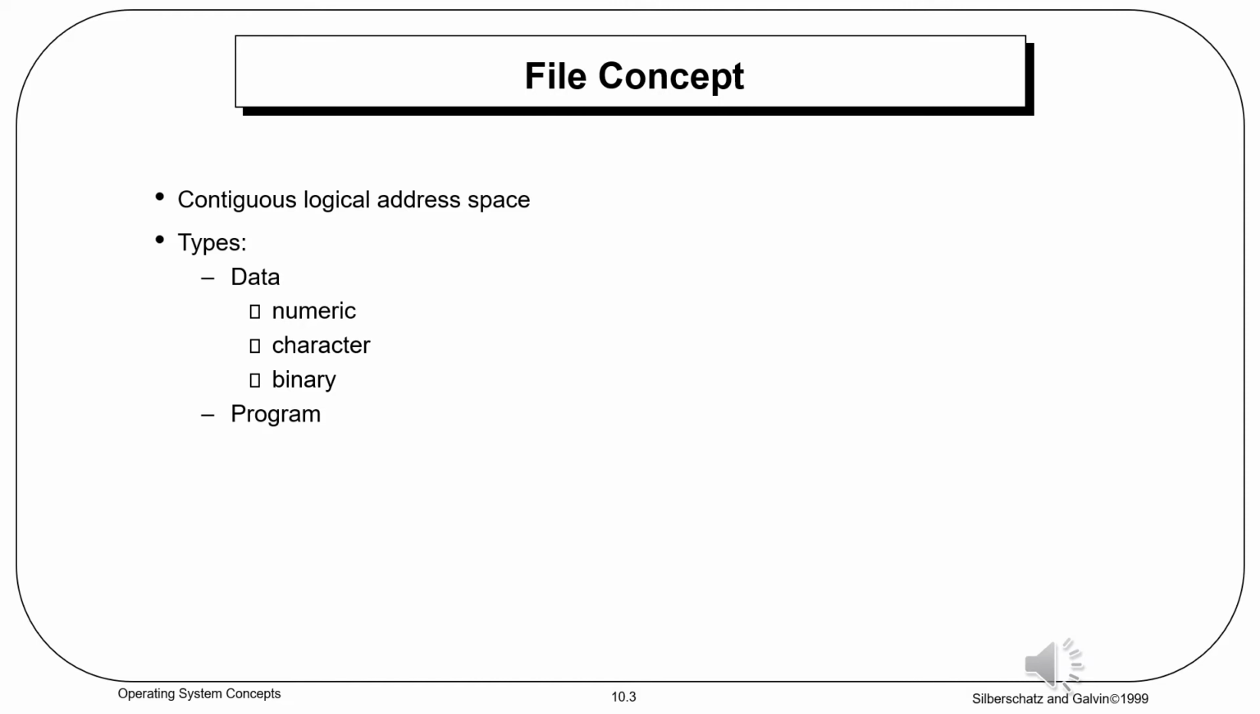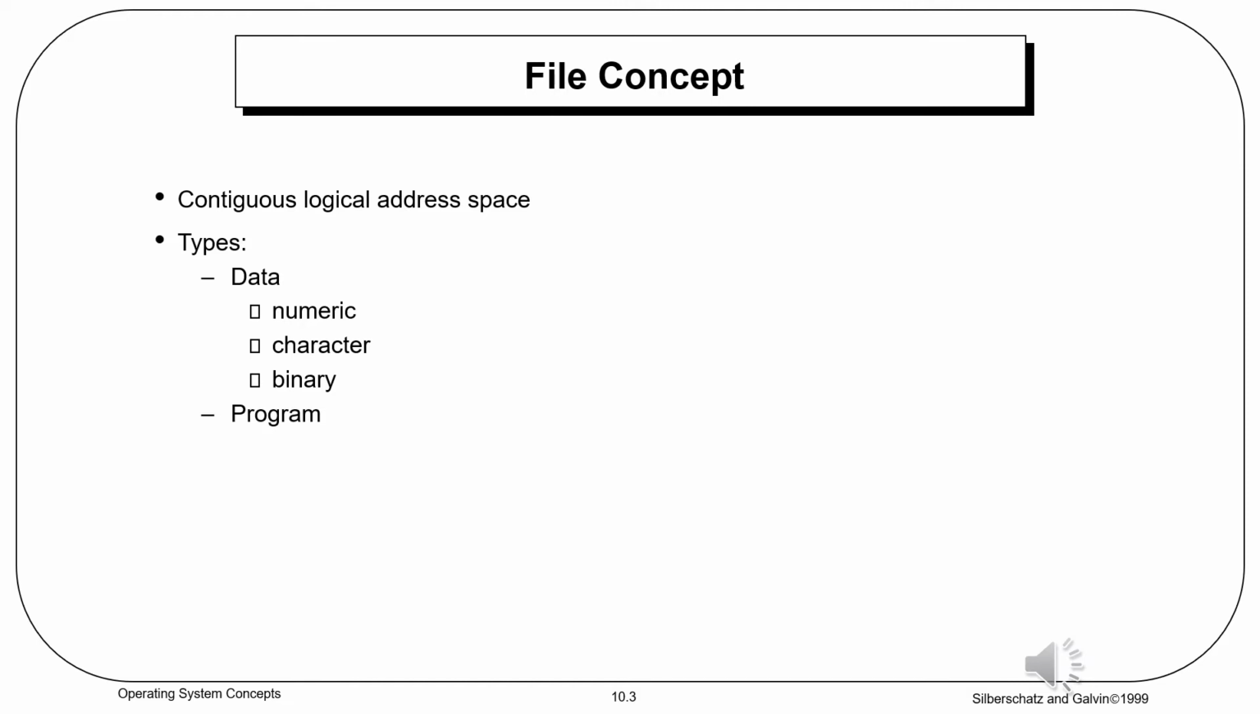The operating system abstracts from the physical properties of its storage devices to define a logical storage unit, that is, the file. The files are mapped by the operating system onto physical devices. These storage devices are usually non-volatile, so the contents are permanent even through power failures and system reboots.